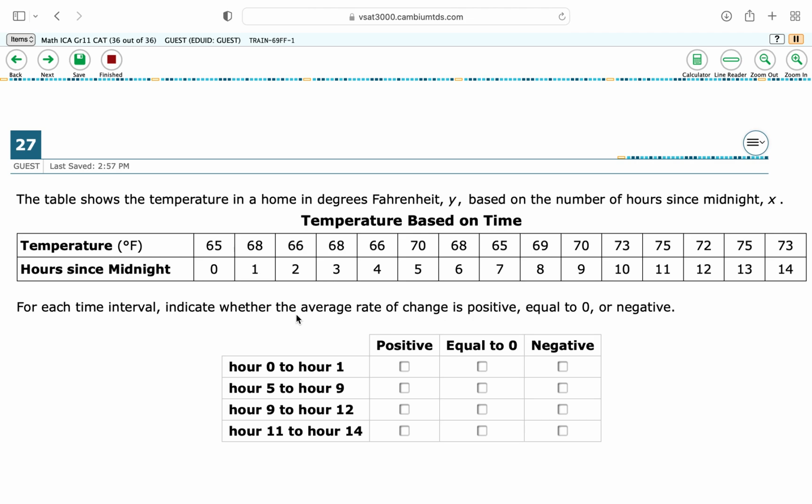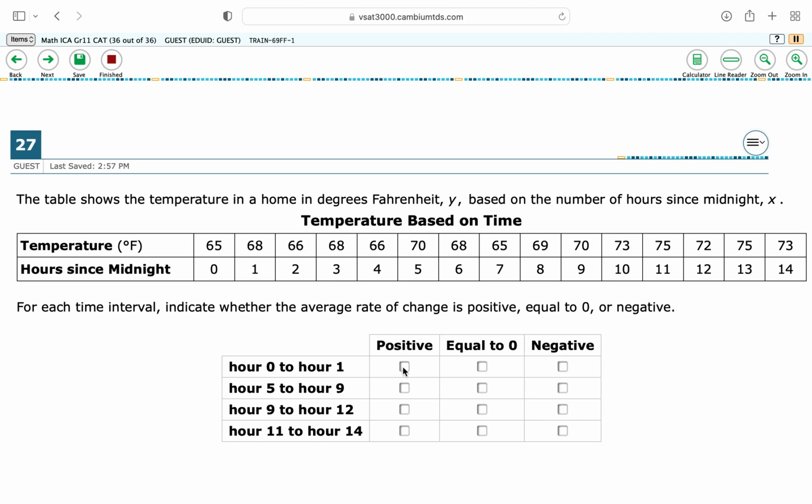We'll go problem by problem to bring out the principles. On this one, you are asked to indicate, for each time interval, whether the average rate of change is positive, equal to 0, or negative. Notice you have 4 time intervals and 3 different options for each time interval.